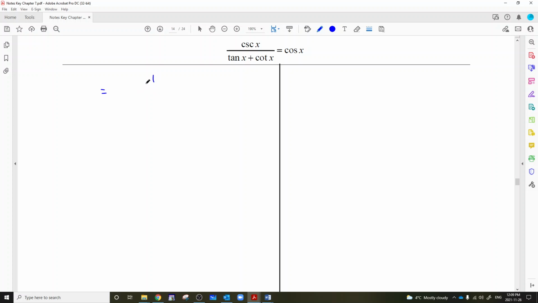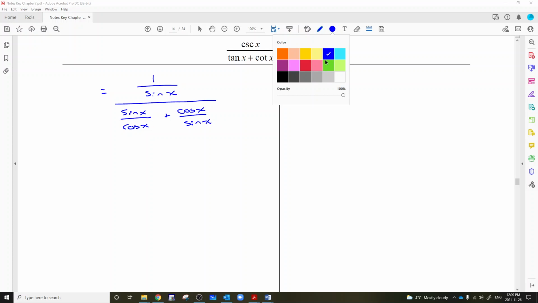On the left-hand side, I'm going to make this 1 over sine x, all over sine x over cos x plus cos x over sine x. Okay, so for my denominators, I have a sine x, a cos x, and a sine x. So my lowest common denominator is going to be cos x sine x. So I'm going to multiply my numerator, I'm going to write it as sine x cos x, and my denominator.